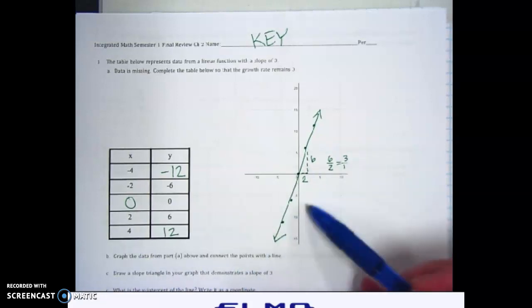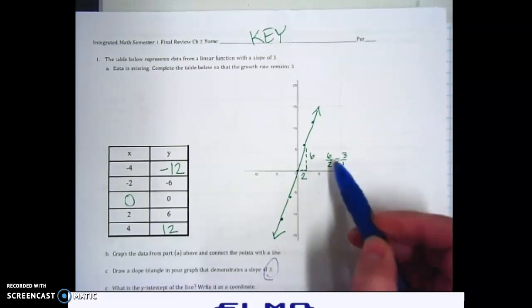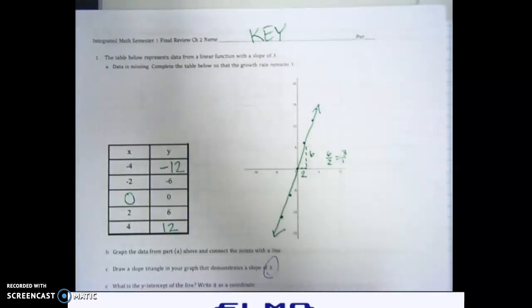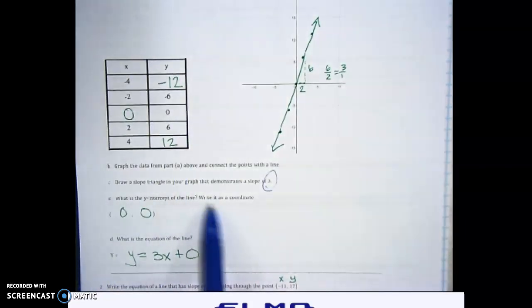So I graphed the points, and then I showed that you have a slope of 3. It was 6/2, but I reduced it to 3/1. What is the y-intercept? We do have a point at 0, 0. Write it as a coordinate. What is the equation of the line?